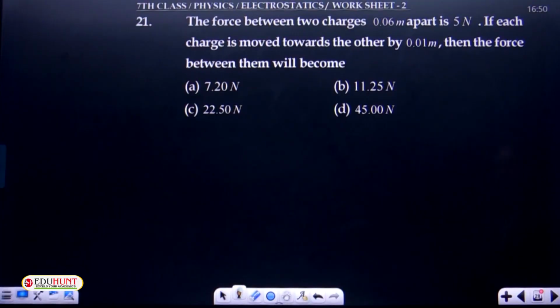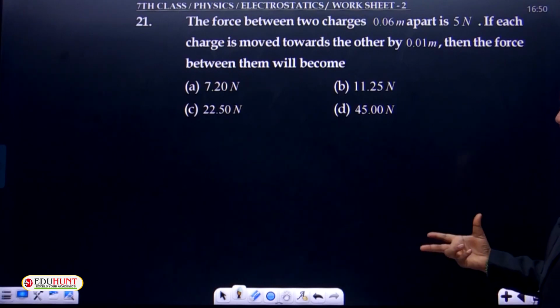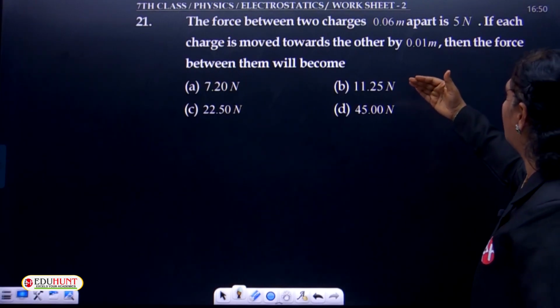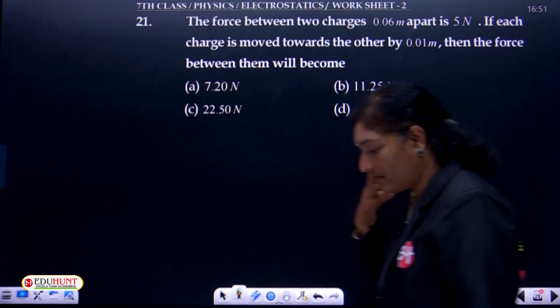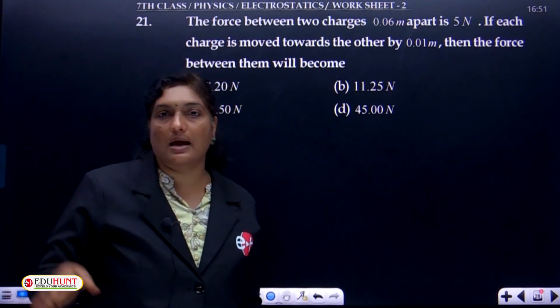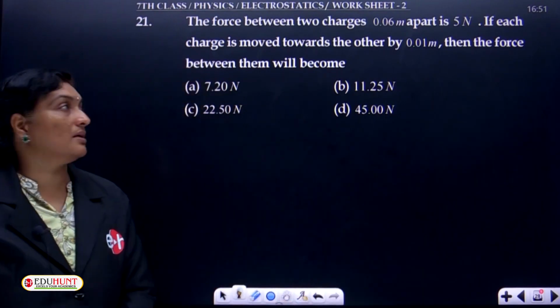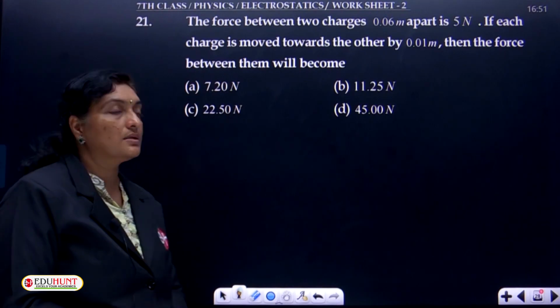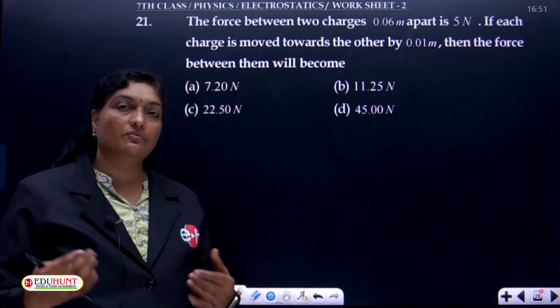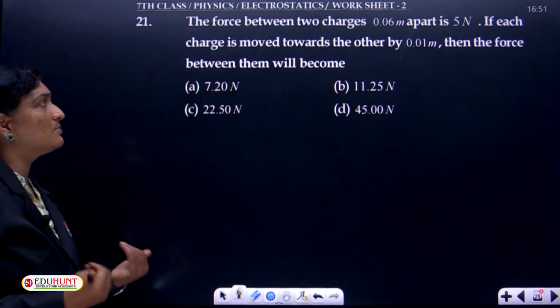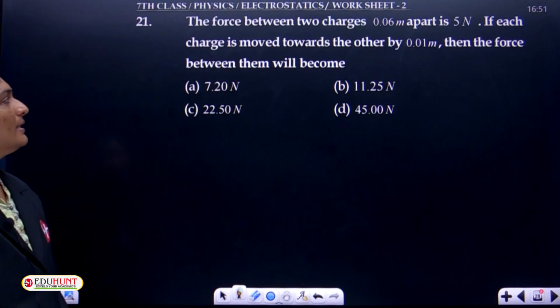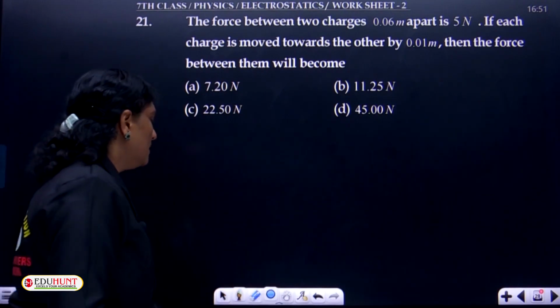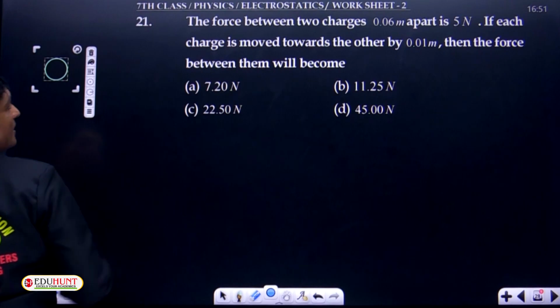So now moving on to the next question, that is question number 21. The force between two charges 0.06 meter apart is 5 Newton. So you're not given the charges. Some charges are separated by a distance of 0.06 meters, and the force acting between them is 5 Newtons. If each charge is moved towards the other by 0.01 meters, then the force between them will become what? So let us try to understand the same clearly.